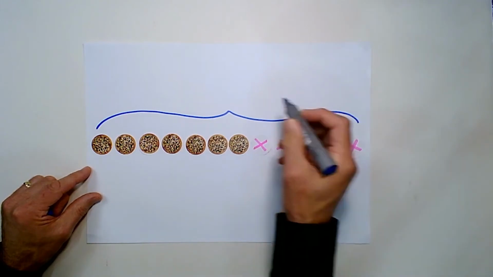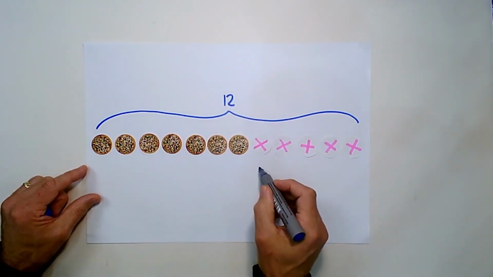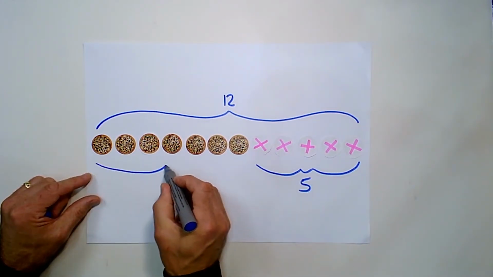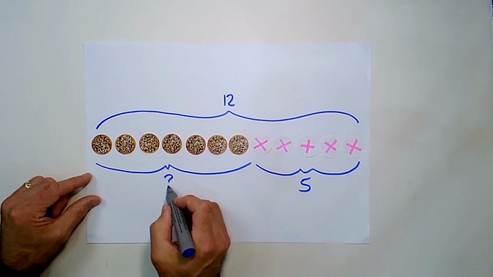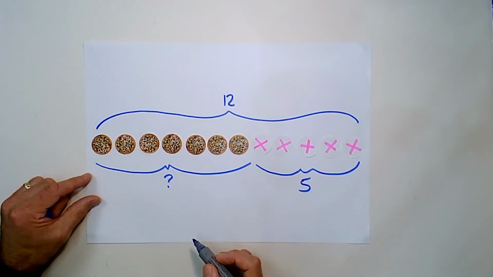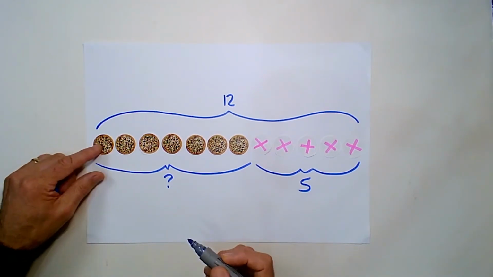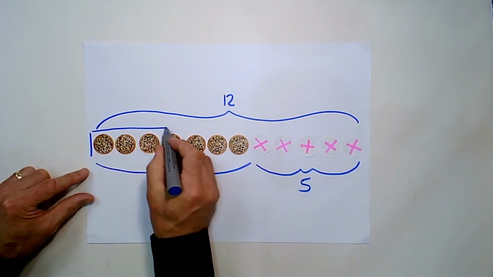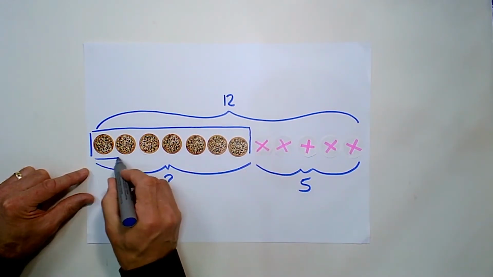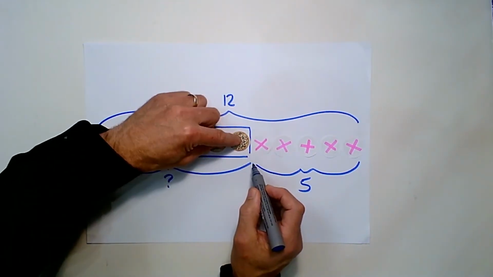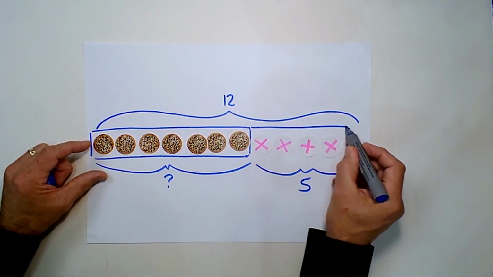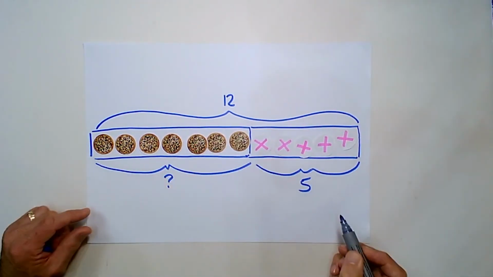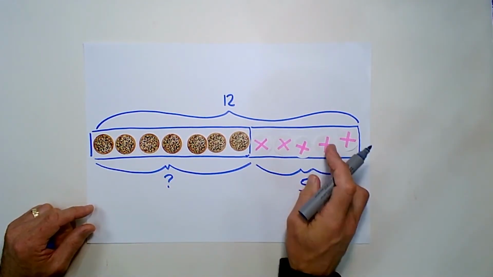I had, or Sarah had, 12 pizzas. She's used 5 of them. And my question is, how many are left? So if I'm going to put this in bars, rather than the pictorial representations I've got here, effectively these would be my bars. There's the bar to represent the pizzas that are left. And here's the part of the bar to represent the pizzas that have been eaten. Does that make sense?